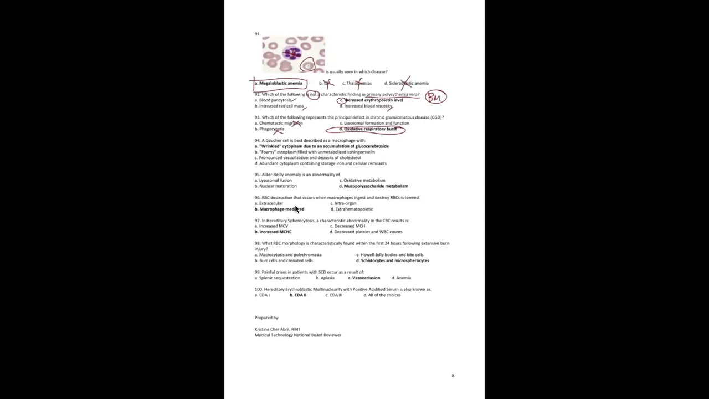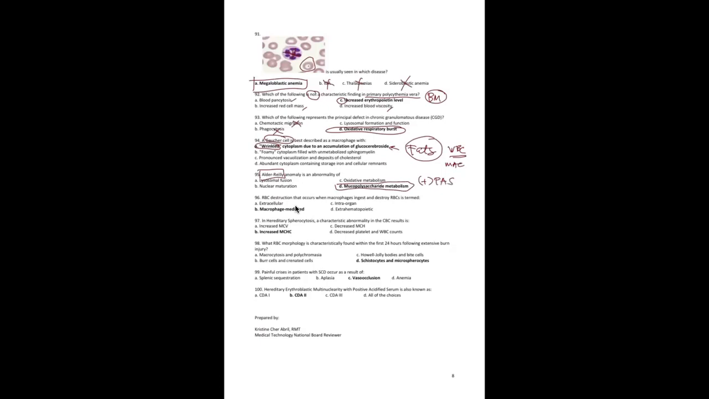Okay, a Gaucher cell. Lagi nyo tatandaan, ang Gaucher cell may fat deposits, specifically your glucocerebroside that causes it to appear wrinkled, and that is for your Gaucher cell, for your WBC, specifically your macrophage. Alder-Reilly. Alder-Reilly kanina, sabi natin, merong problem sa mucopolysaccharide metabolism, kaya magkakaroon ka ng positive test sa periodic acid-Schiff. Okay, periodic acid-Schiff.